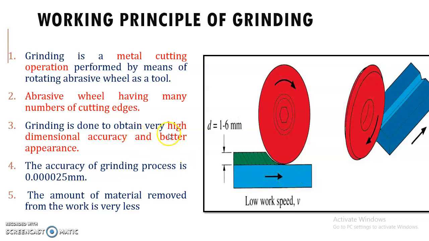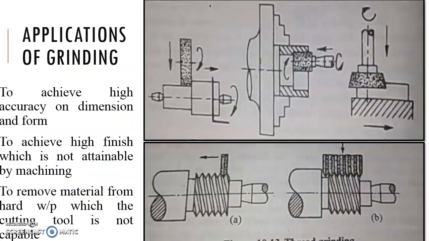Grinding is done to obtain very high dimensional accuracy and better appearance. Keep in mind that the accuracy of a grinding process is at around 0.4025 mm. So this much small size of particles can be removed with the help of this grinding process. So that's why the amount of material removed from the workpiece is very less. So this is the working principle of grinding.